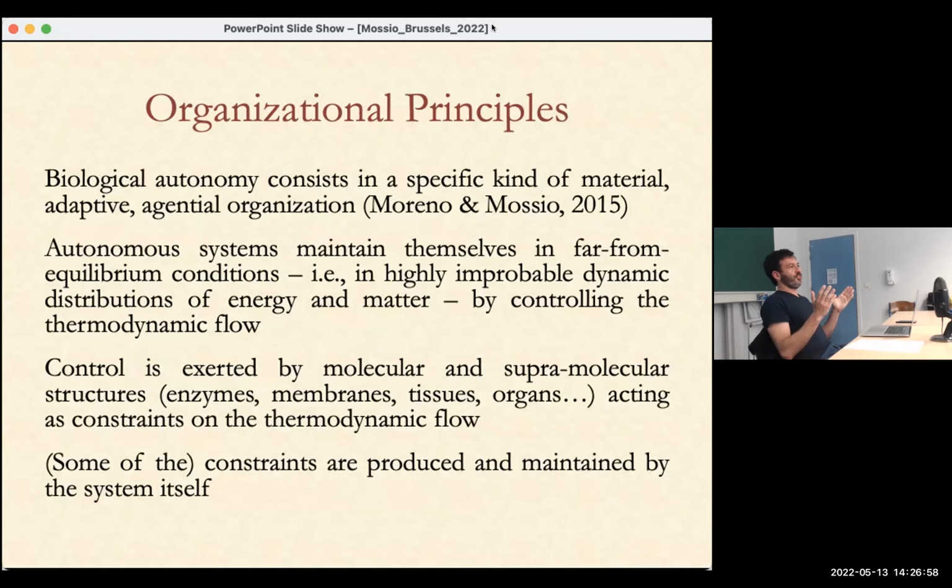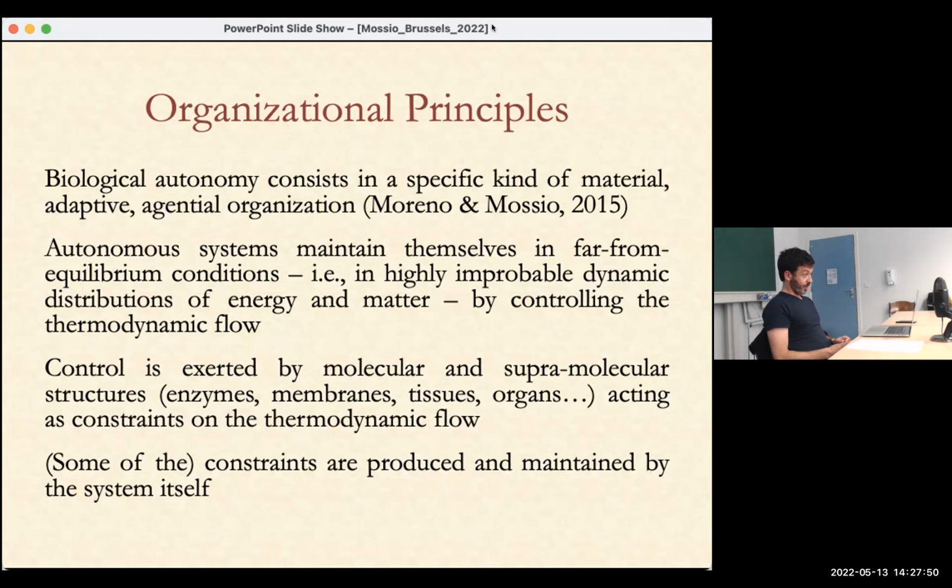Now, what happens if we introduce in this question ideas coming from autonomy, the theory of autonomy? I will be relatively quick about that because there is a preceding talk, but please ask me questions if this is too generic. The idea of biological autonomy refers to a specific kind of adaptive agential organization. So being autonomous means being a natural system, a material system that is organized in a specific way so that in particular it is able to self-determine, at least in part, its own condition of existence, behave as an agent, and be an adaptive system.